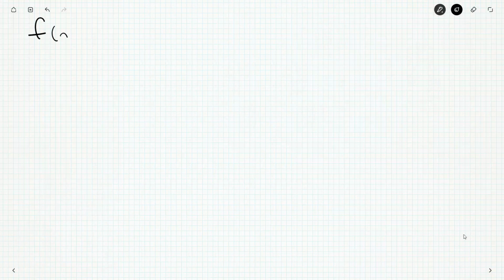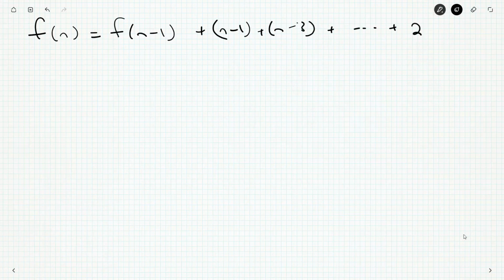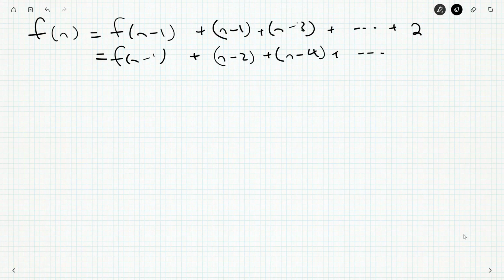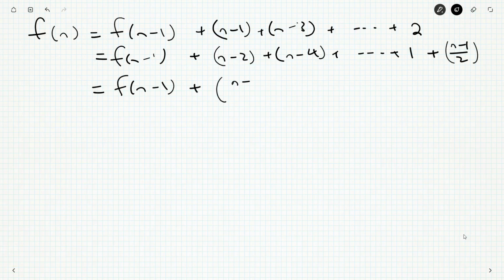Alright, so f of n is f of n minus 1 plus n minus 1 plus n minus 3 plus all the way down to 2. But that's really f of n minus 1. And so that'll be n minus 2, which is odd, plus n minus 4, which is odd, all the way down to plus 1. Plus, how many of these are there? N minus 1 over 2 of them. And we proved this by induction, this will be n minus 1 over 2 squared.